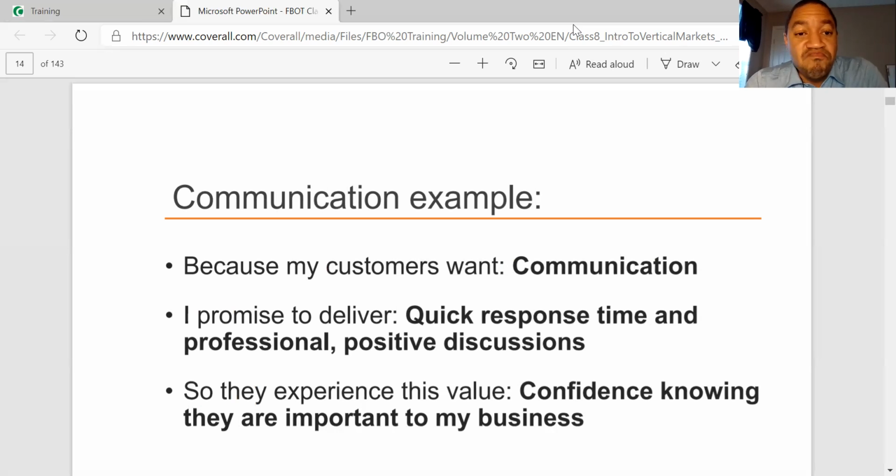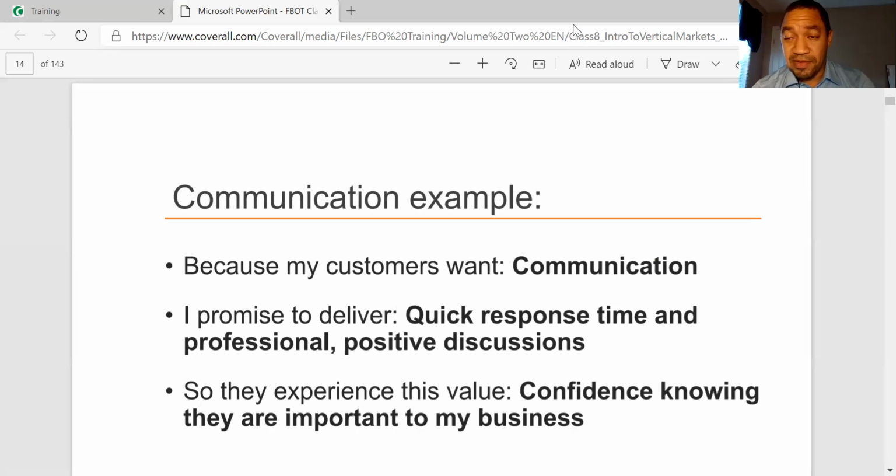Example of communication: because your customers want communication, right? Then we promise to deliver quick response times and professional, positive discussions. So, you want to make sure if somebody calls you or texts you or emails you, you get back to them in a reasonable amount of time. I say a reasonable amount of time, hopefully within, you know, 30 minutes to an hour, I would say. If you can't get with them for any reason, send them a message saying that you got the message. At least they understand that, hey, I got the message. I'm working on something else. But I tell you what, as soon as I get free, I'll get to you.